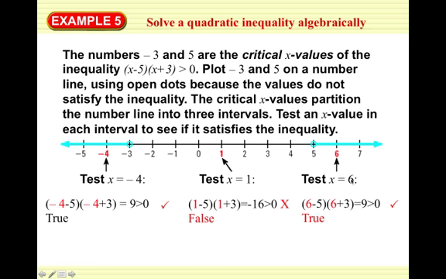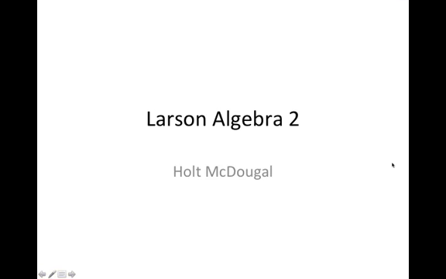And then finally, I'm going to test 6. 6 minus 5 is 1, times 6 plus 3 is 9. 1 times 9 is 9, and that is greater than 0, so this outer edge is part of my solution as the number line kind of gave away. Sorry about that. So we've got two pieces to our solution, x less than negative 3 and x greater than 5. So the solution is x less than negative 3 or x greater than 5. So as long as x is less than negative 3 or x is greater than 5, it is part of our solution.